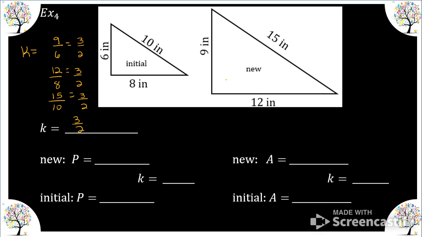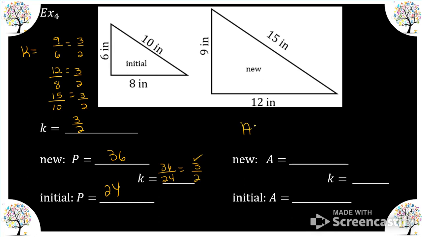Our new triangle is 1.5 size of the initial, talking about the sides or the perimeter, but not area. So the perimeter of our new triangle is 36. The perimeter of the initial is 24. Let's compare new to initial, and that simplifies by a factor of 12 to 3/2.